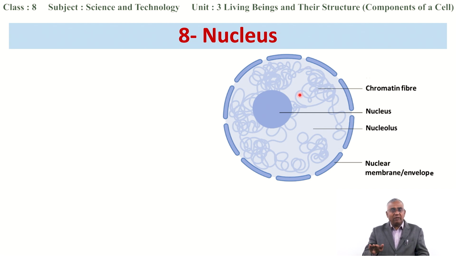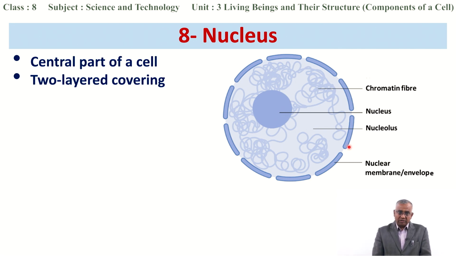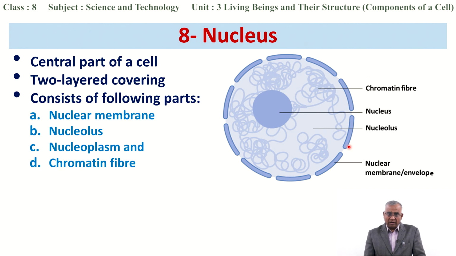So what are vegetative cells and reproductive cells? You will be clearer when you are taught about reproduction, which you will read in coming lessons. The nucleolus is one rounded structure. So there are four major parts of it. Students, the nucleus is the central part of a cell, with a two-layered covering, and consists of four organelles. That means four parts. So it is clear.